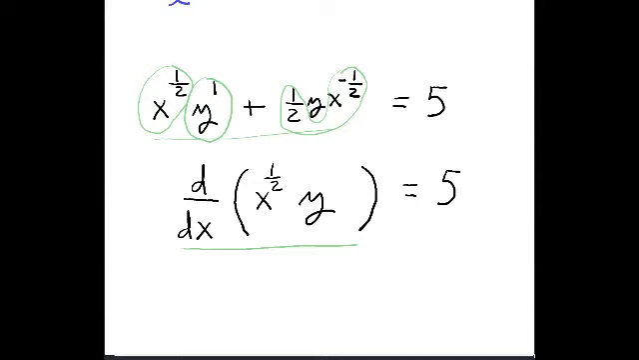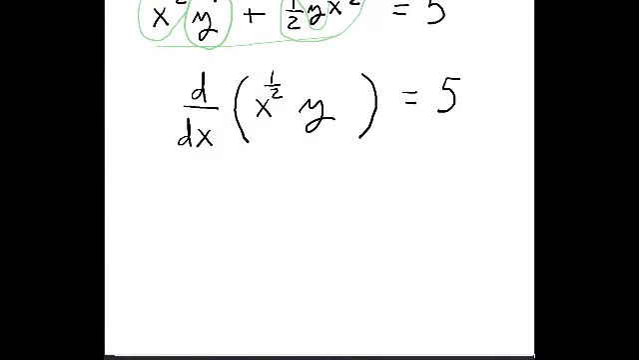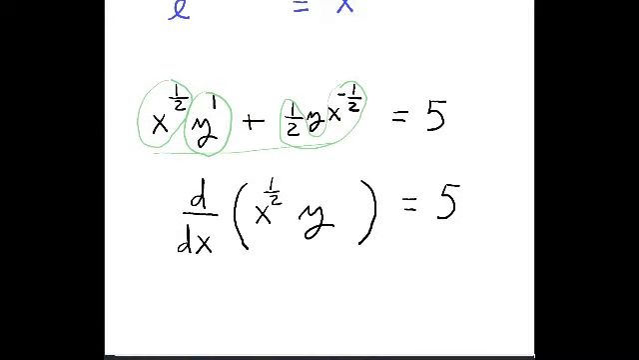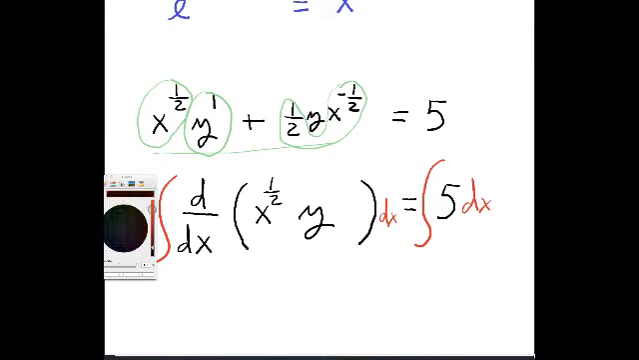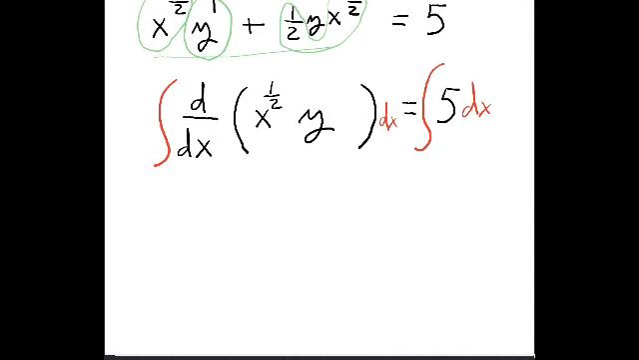Now that we know that we're looking at the derivative of some function being equal to 5, we can anti-differentiate both sides, so I'll put a little red antiderivative sign there. The antiderivative of this function with respect to x has to be the same as the antiderivative of 5 with respect to x. That's where we get our solution, because when you anti-differentiate a derivative, you just get the object back again.